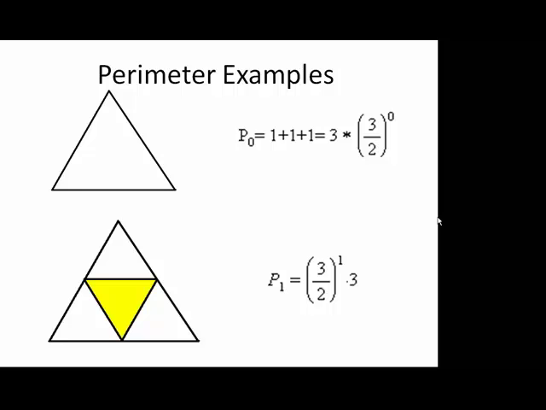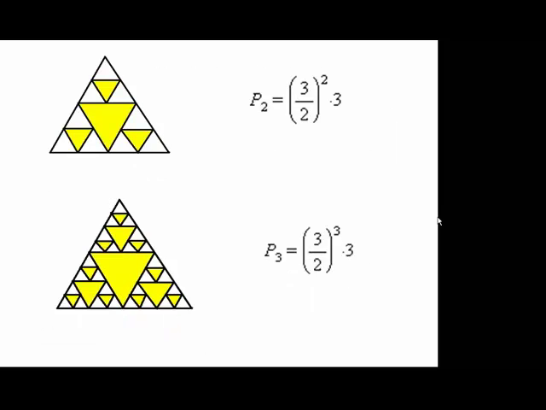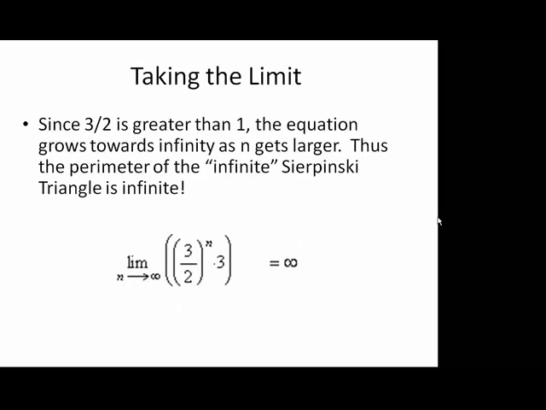Perimeter examples, assuming each side equals 1 unit, the original triangle has a perimeter of 3 units. After the first iteration, the perimeter is (3/2) to the first power times 3. After the second iteration, the perimeter is (3/2) squared times 3. After the third iteration, the perimeter is (3/2) cubed times 3. See a pattern? Taking the limit of the perimeter equation, since 3/2 is greater than 1, the equation grows towards infinity as n gets large. Thus the perimeter of the infinite Sierpinski triangle is infinite.